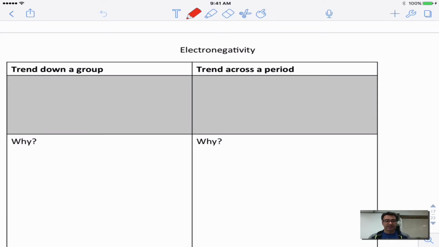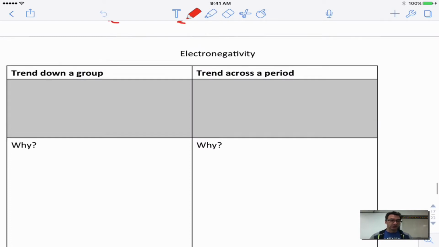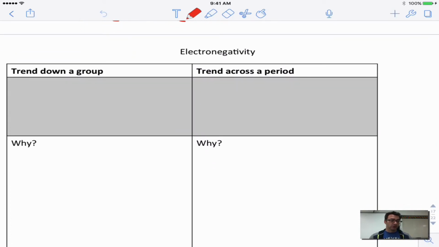And what we see is the same trends we saw with ionization energy, and for the same exact reasons. So, going down a group, we have electronegativity decreasing, and going across a period, we have electronegativity increasing.